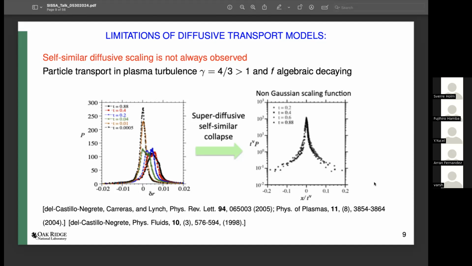And then what we observe is that the probability distribution of the traces in this case actually exhibits a similarity, but with an anomalous exponent, which was 4/3. And also the distribution was strongly non-Gaussian.